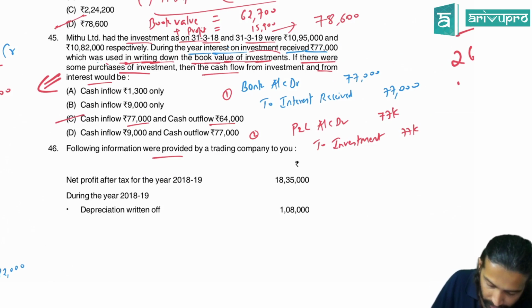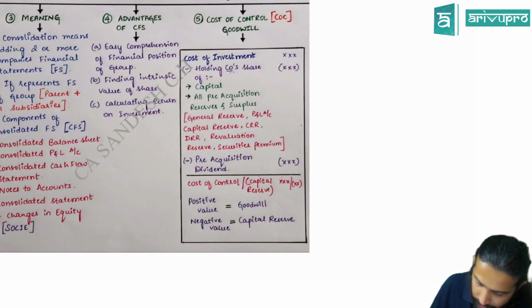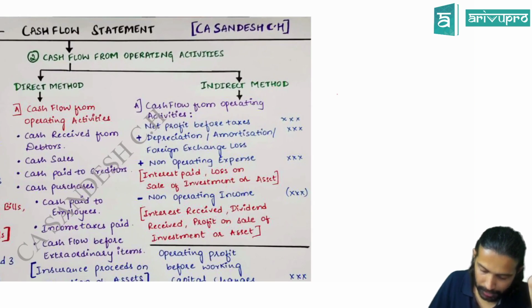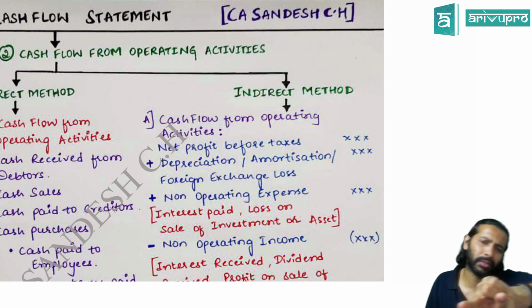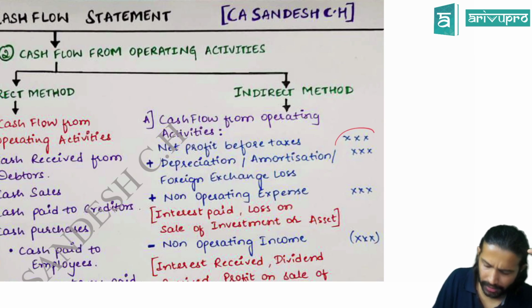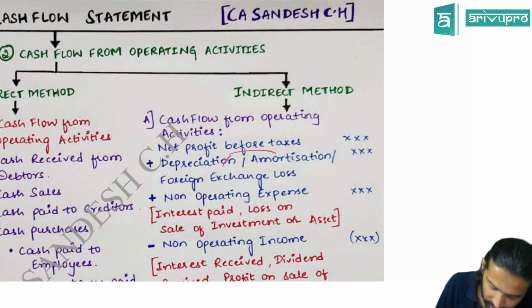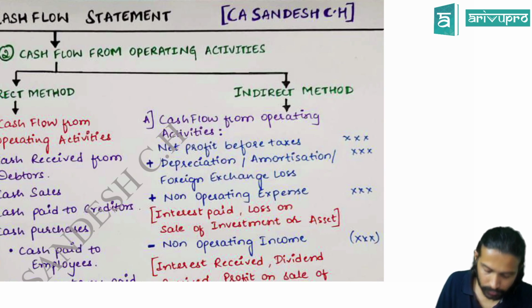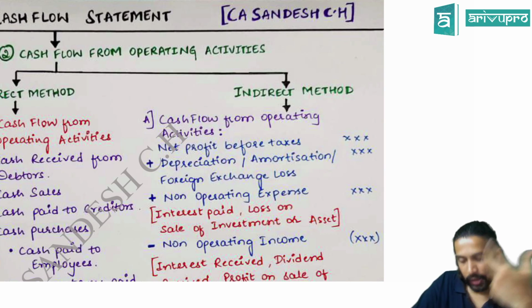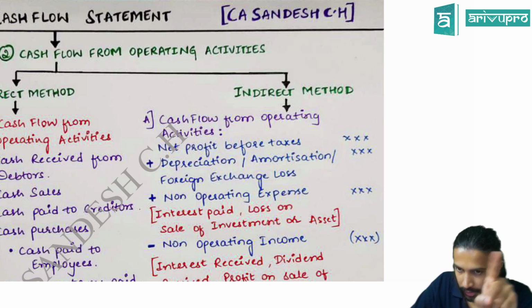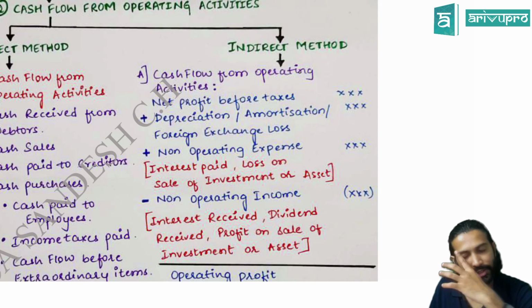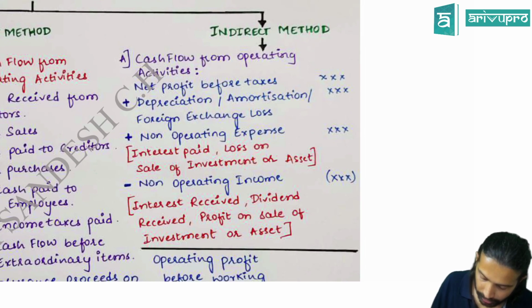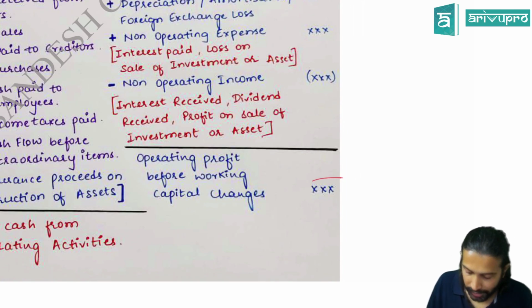Under the indirect method, you remember the first thing we did is we made a chart. How to find operating cash flow? Here, check the indirect method. What do we take? We take net profit before tax. Sometimes they give net profit before tax, sometimes they give net profit after tax. Doesn't matter, take whatever profit they give. To this, non-cash expenses you have to add. Examples of non-cash expenses are depreciation, amortization, foreign exchange loss. If there is a non-operating expense like interest paid, loss on sale of asset or loss on sale of investment, we add back. If there is non-operating income like interest received, dividend received, profit on sale of asset, etc., you need to deduct.